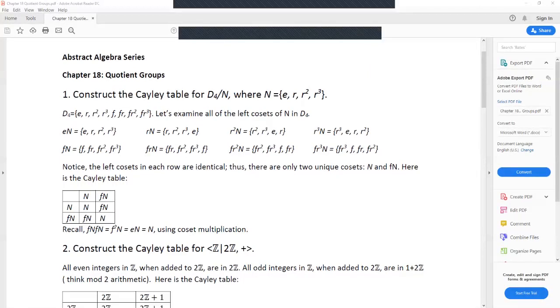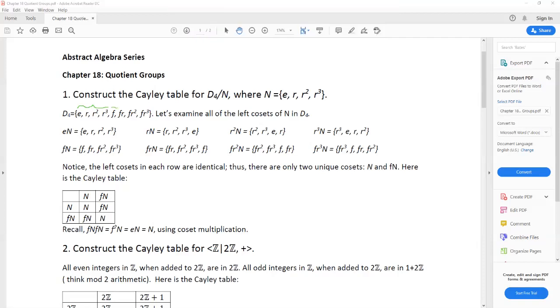If we look at D4, it is the dihedral symmetries on a square. And those are E, R, R squared, R cubed, which takes care of the top of the square as you rotate it. And then you'll flip it. And once you flip a square, then you could rotate it once, twice, or 3 times, and that would give you 8 different symmetries.